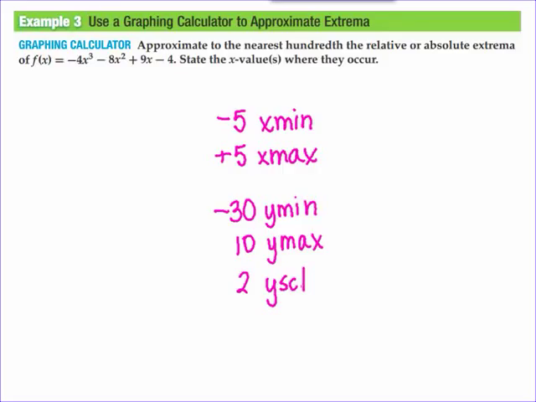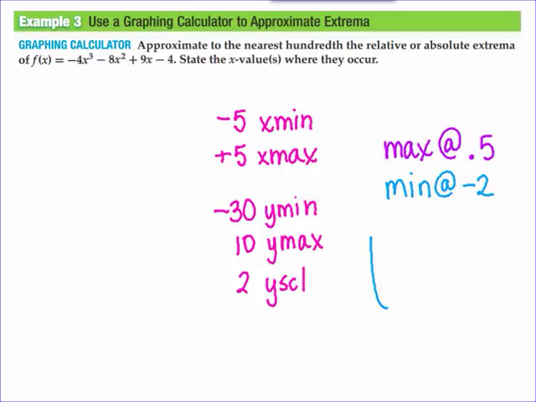So if you hit window and put those numbers in and go ahead and hit graph, you should see a pretty decent view of the graph. Do I have a max? Yeah. Where? About 0.5. Okay. Do I have a min? Where? About negative 2, a little bit before negative 2, about negative 1.8, 1.9. That's generally what it looks like, because the graph looks something like this. So here's your negative 2, here was about your 0.5.